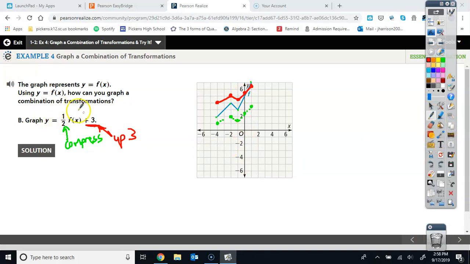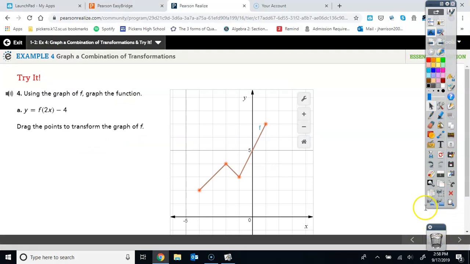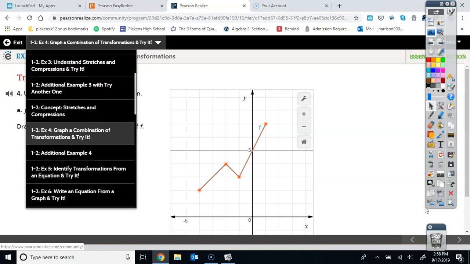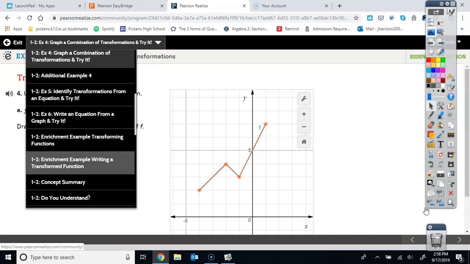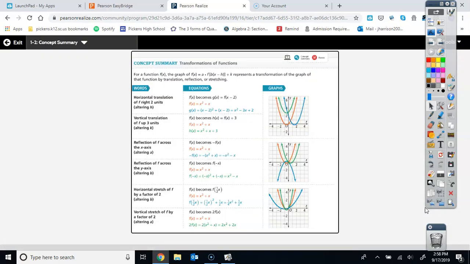So each part of this tells me something about what is happening to my function. So in your textbook, if I am not mistaken, you have these extra examples where you can actually drag the points and see if you can figure out if you got it right or not. But in your textbook, you also have, let me see if I can find it, a concept summary of everything that we talked about.